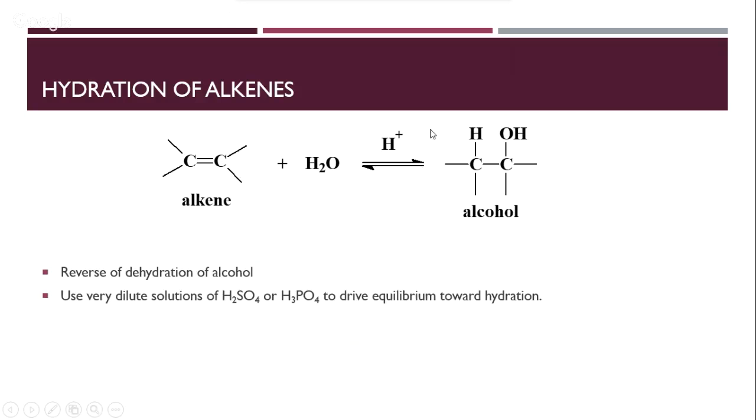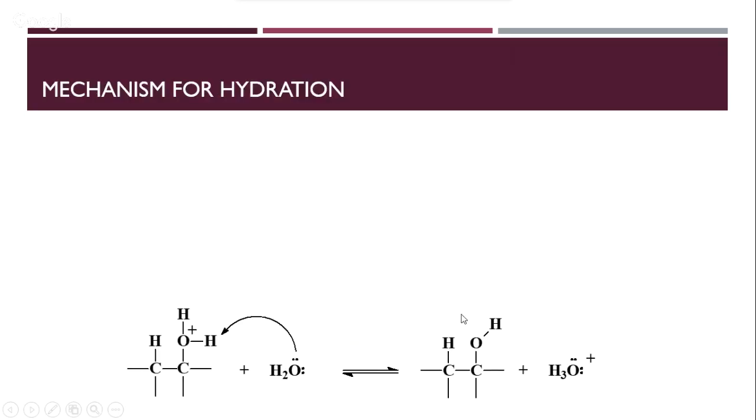This is actually a reverse of the dehydration reaction. As you go forward, it was hydration, that is, water was added. As you come back, it is dehydration, that is, water was removed. So it is basically the reverse reaction of dehydration. In fact, we use very dilute H2SO4. H3PO4 is also good to make this reaction happen, to drive the equilibrium towards hydration. Okay, let's look at the mechanism. How does this really happen?